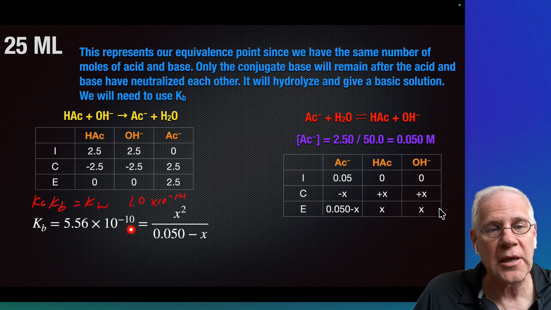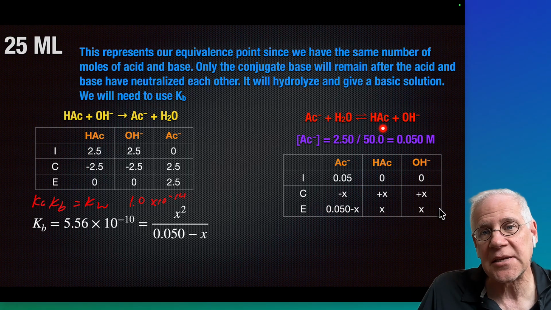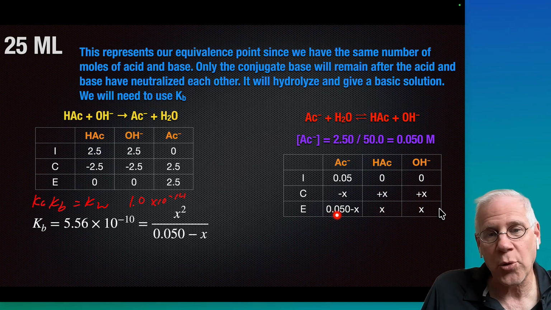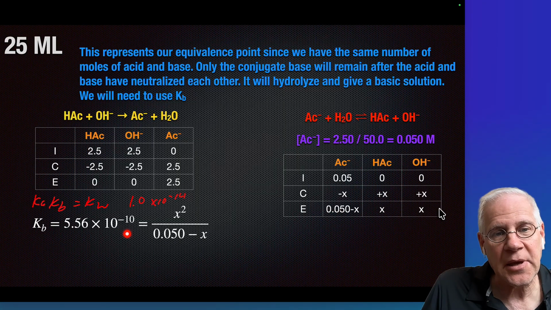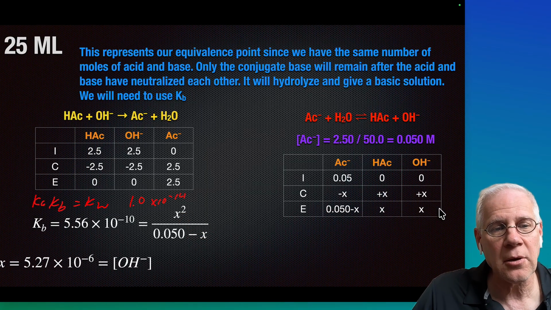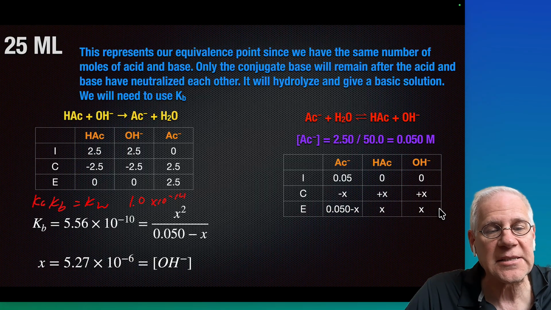So our Kb is going to be equal to our concentration of products over reactants. So we have the concentration of HAc times the concentration of OH minus over the concentration of Ac minus. So we have X times X over 0.05 minus X. We have a very small Kb. We can assume that X is going to be very tiny, so we can ignore that, solve for the X's up here, and we get an X value of 5.27 times 10 to the minus 6.